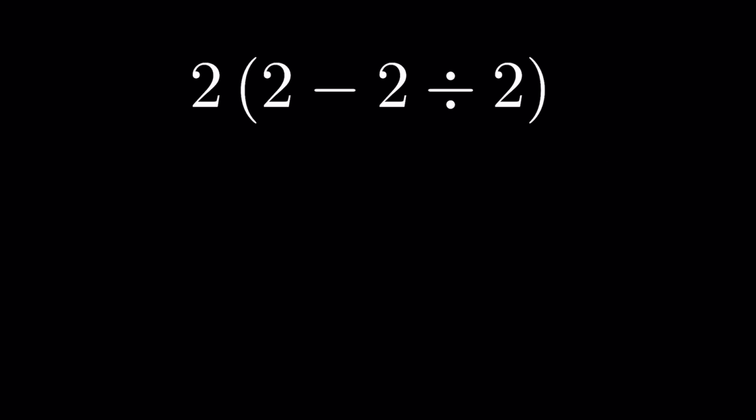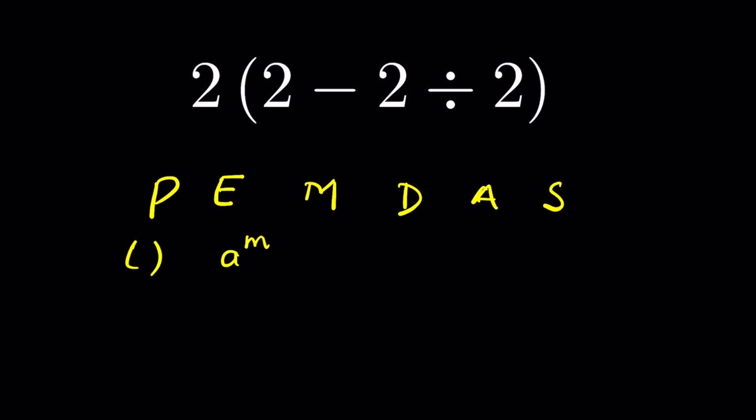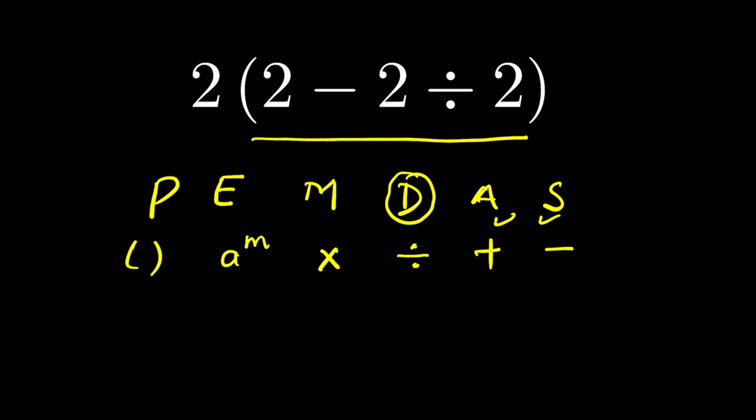So here we have a question of order of operations, in which we first solve parentheses. Then come exponents, orders, indices, roots, then multiplication, division, addition, subtraction. So you see, division comes before addition or subtraction. And also remember that within parentheses we also need to follow this order.